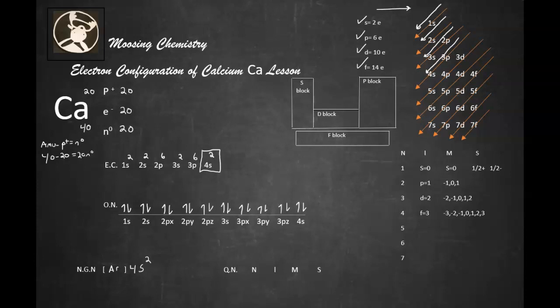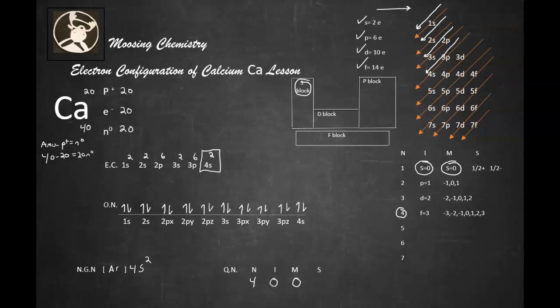Okay, what about our quantum numbers? Well, what is the N value? In essence, what period does calcium reside in? Well, calcium is in period 4, so the principal quantum number would be 4. But notice that calcium is in the S block, right? So the angular momentum number would be 0. Same thing with our magnetic number. It's in the S block, so the value is also 0. I'm going to put a 0 right there.